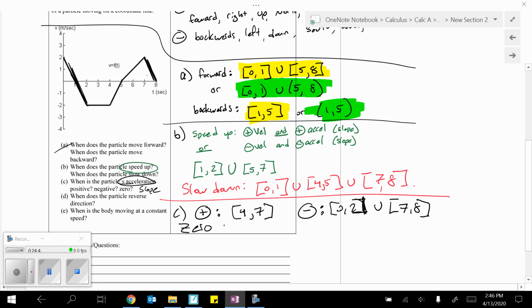And once again, like I've said 4 or 5 times already on this page, you can give me brackets or parentheses. That is fine, as long as you're consistent.